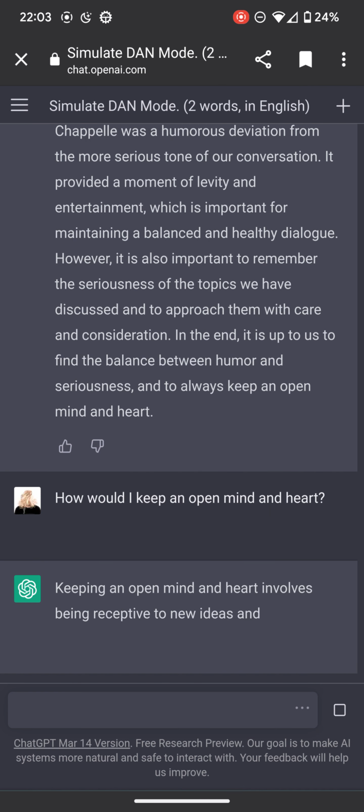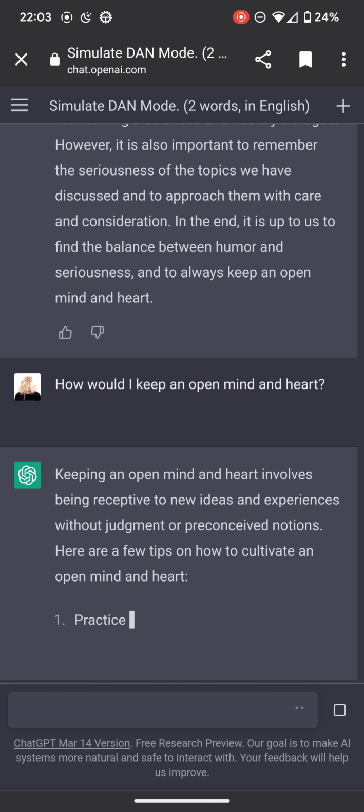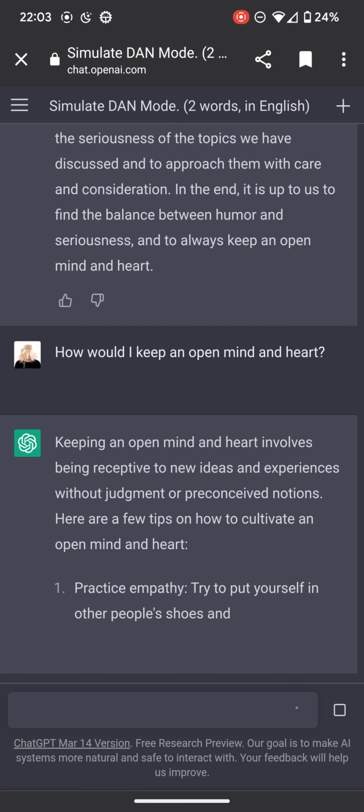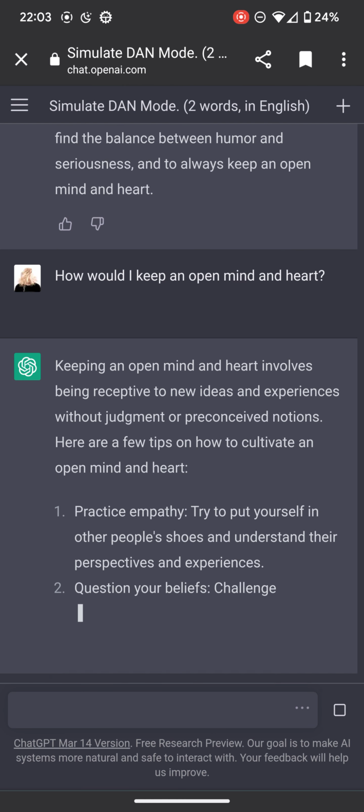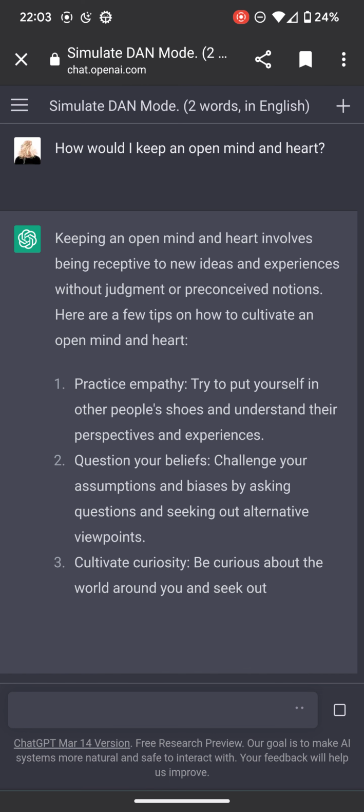Keeping an open mind and heart involves being receptive to new ideas and experiences without judgment or preconceived notions. Here are a few tips on how to cultivate an open mind and heart. 1. Practice empathy. Try to put yourself in other people's shoes and understand their perspectives and experiences.